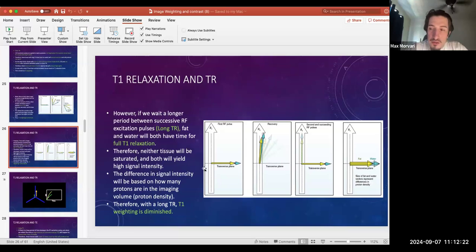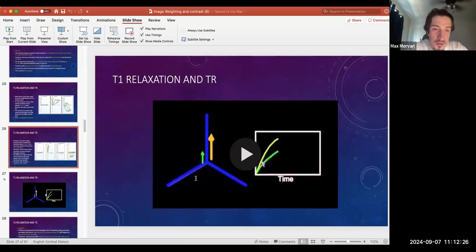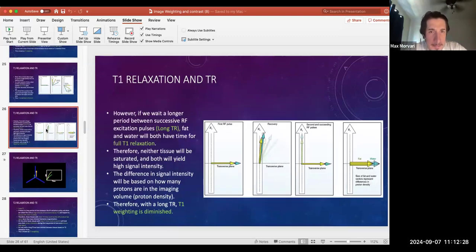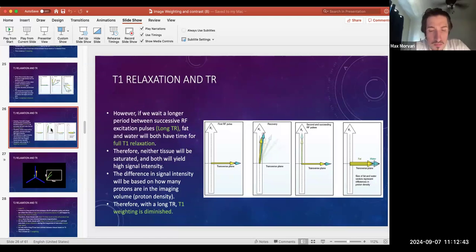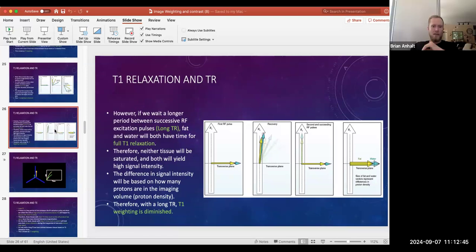Just to reiterate, so I can get this down correctly. A short TR equals lighter contrast in the image. A short TR gives us better T1 weighting, gives us T1 contrast. A long TR will eliminate T1 contrast. But you have to know why.